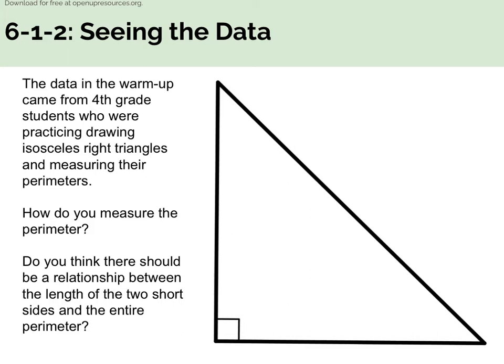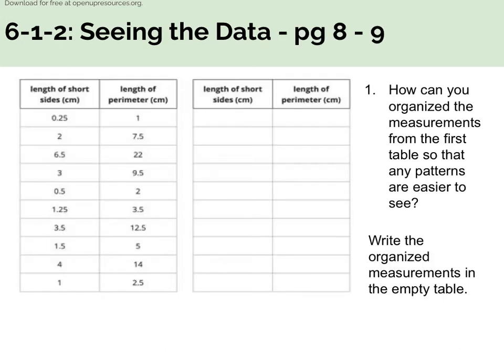Okay. So remember, with an isosceles triangle, the 2 sides are the same. That's just a triangle definition. We did talk about it at the beginning of the school year. And then again, the perimeter is adding all the sides together. So let's go ahead and turn to page 8 and 9. On this page, we do see this same table. And it says, how can you organize the measurements from the first table so that any patterns are easy to see? And then we're also going to write those down.